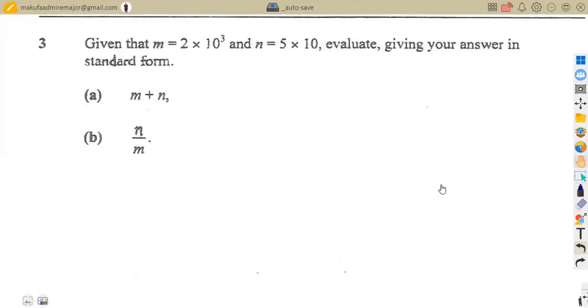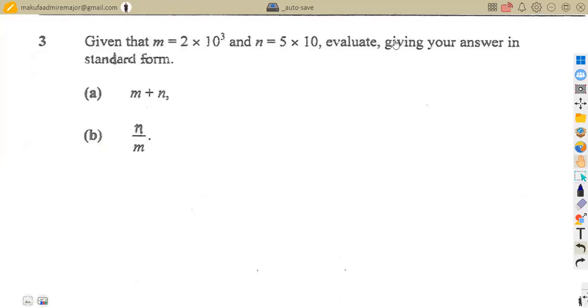All right. Question number 3, we are given m and n. Evaluate, giving your answer in standard form. The first part is to add. Remember, I said whenever you are adding, it's best for you to add these numbers in ordinary form. Not to say that if you work in standard form, you're not going to find the answers. You're going to find your answers, but it's best to simplify in ordinary form. So in this case, we are going to start by evaluating this in ordinary form.